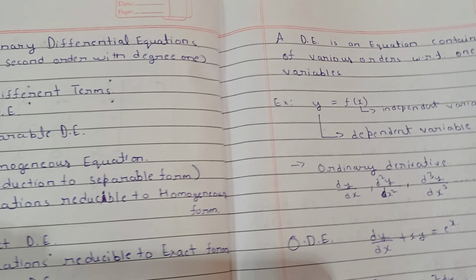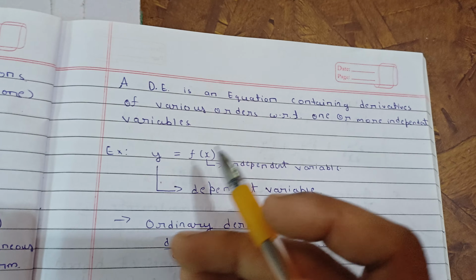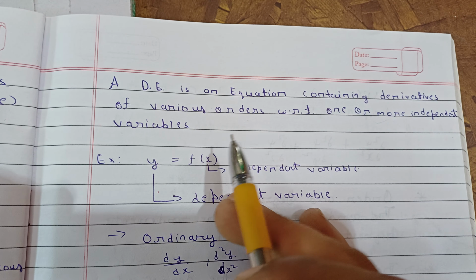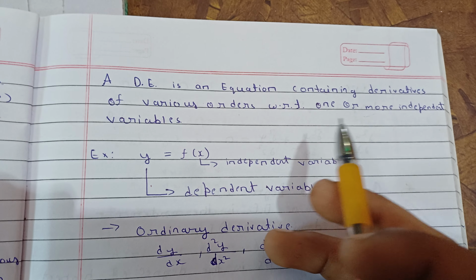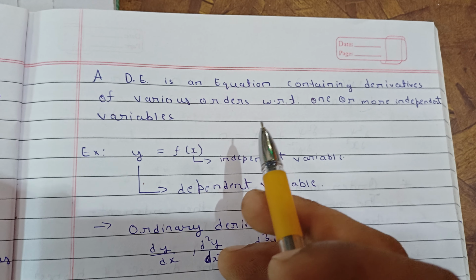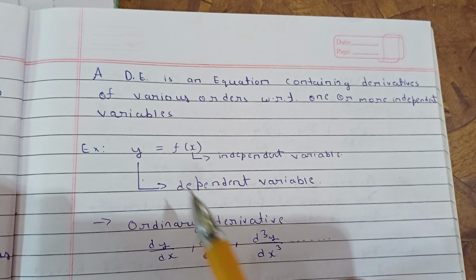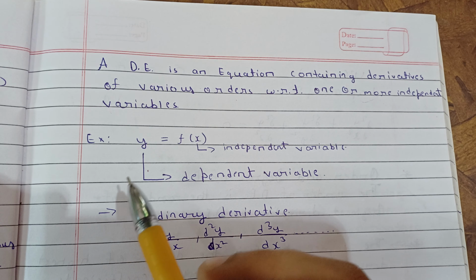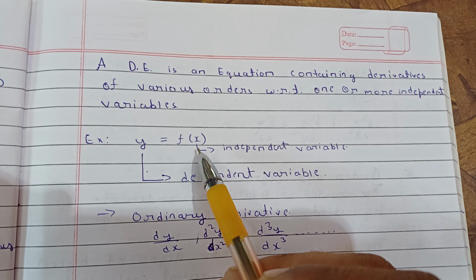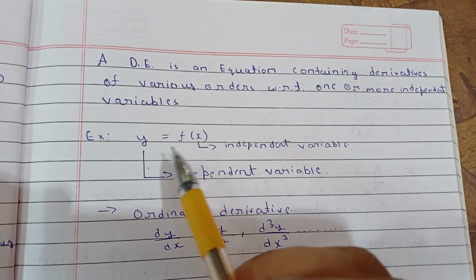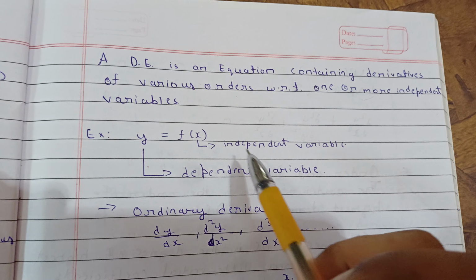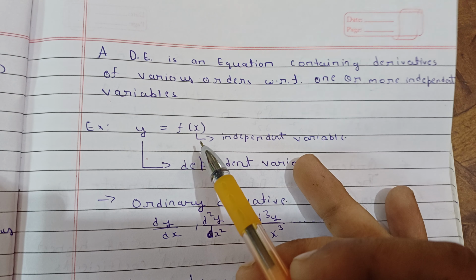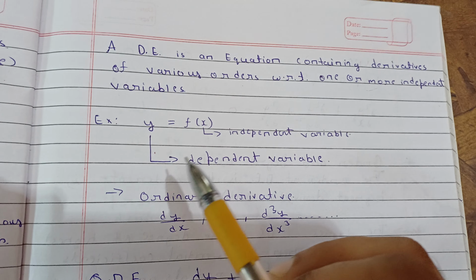So let's start. First, what is a differential equation? A differential equation is an equation containing derivatives of various orders with respect to one or more independent variables. So what are independent and dependent variables? If we have this kind of equation of a function, you are very familiar with it. Here this x is the independent variable, and this f(x), which is y, is the dependent variable on this x.